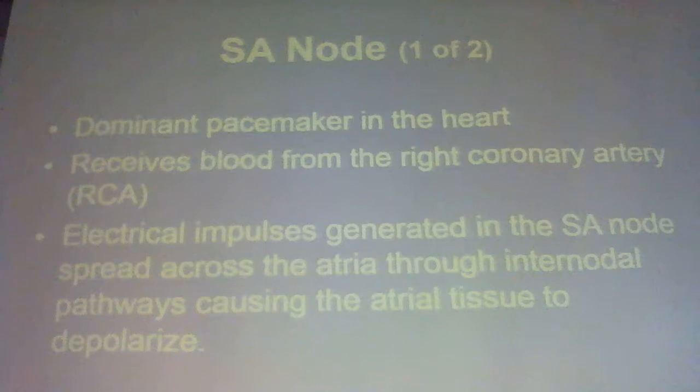A second degree type 2 and a third degree block are both blocks in the bundle of His or distal from that. A second degree type 2 and a third degree heart block are blocked at the bundle of His or distal.